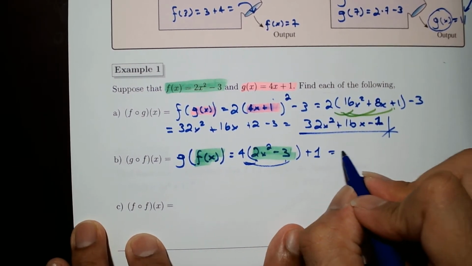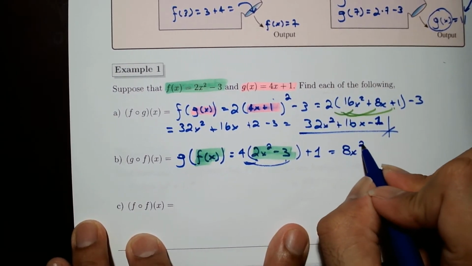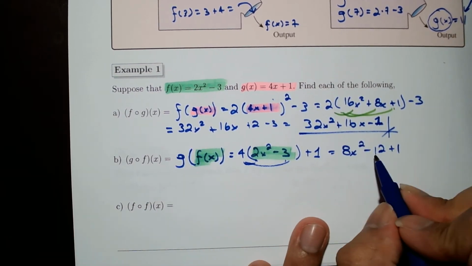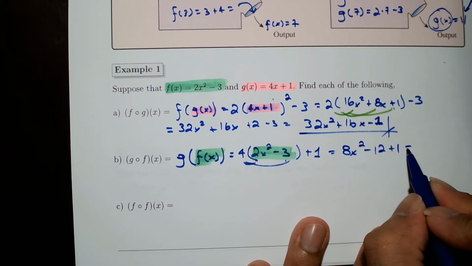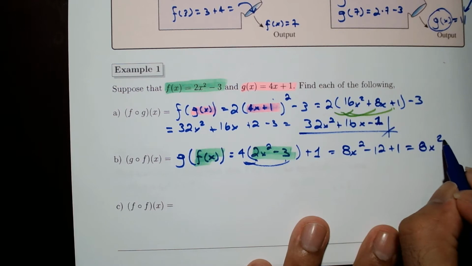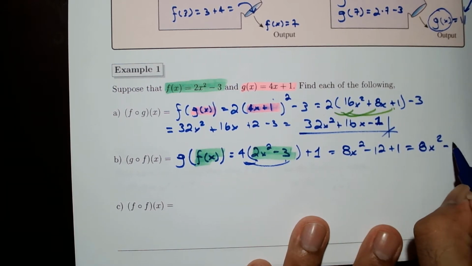Then let's simplify this by distributing the 4. That's going to be 8x squared minus 12 plus 1, and negative 12 plus 1 is going to give us 8x squared minus 11.